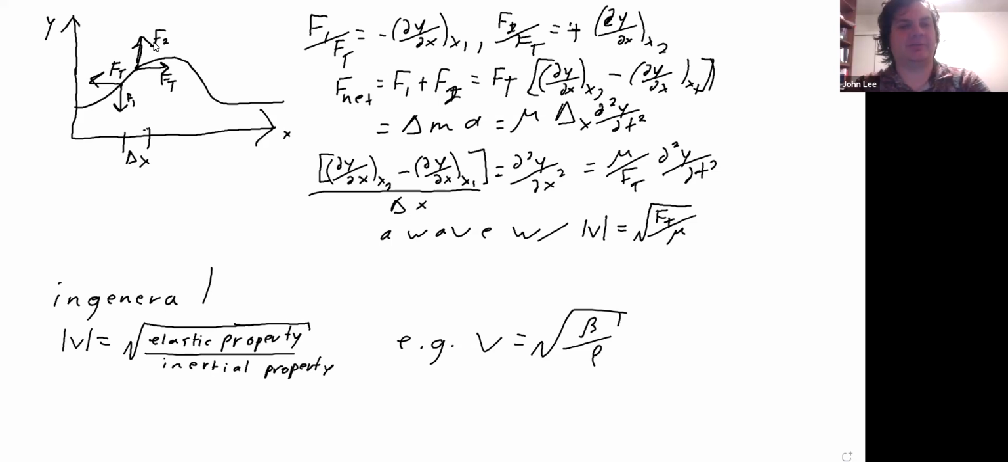And this works in general for different types of objects, where v is going to be the square root of the elastic property over the inertial property, where, for example, we have force of tension, which is what keeps it moving up and down, over the mass per unit length, for a one-dimensional string. Or if you're talking about 3 dimensions, you have v equals the square root of the bulk modulus over the density, which is the mass per unit volume.